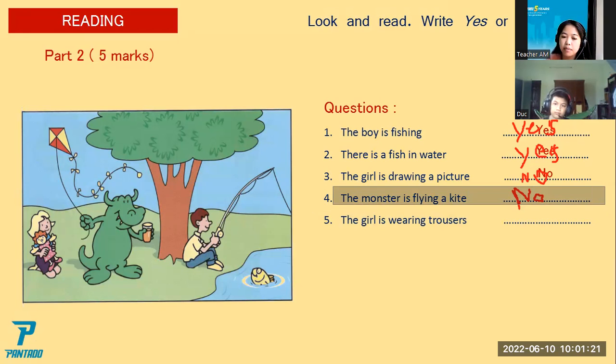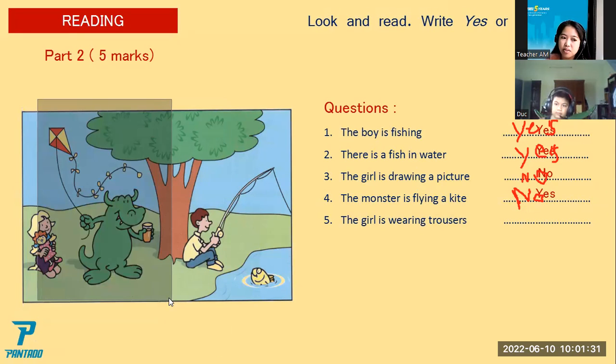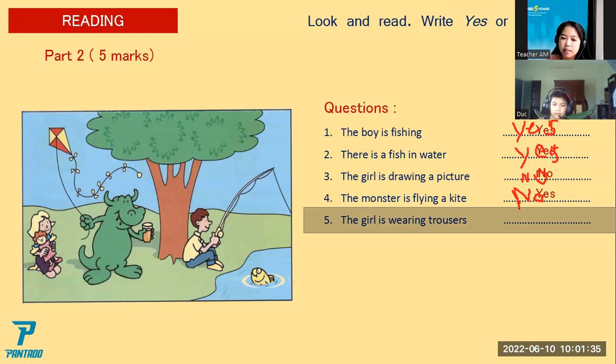Can you please read number 4? The monster is flying a cat. Okay, that's yes. Kindly look at the monster. It's flying a kite. Okay, what about number 5?